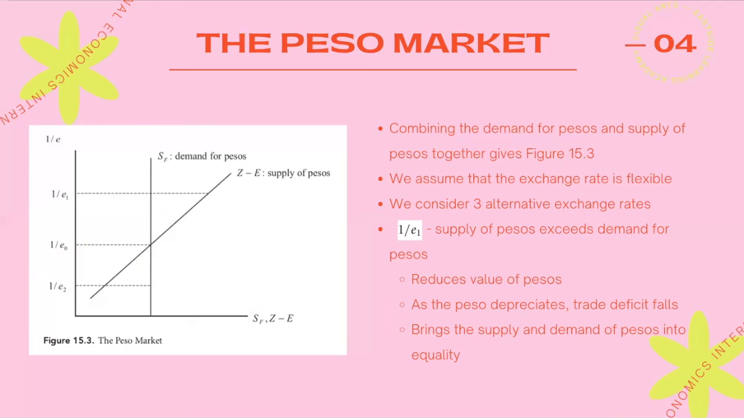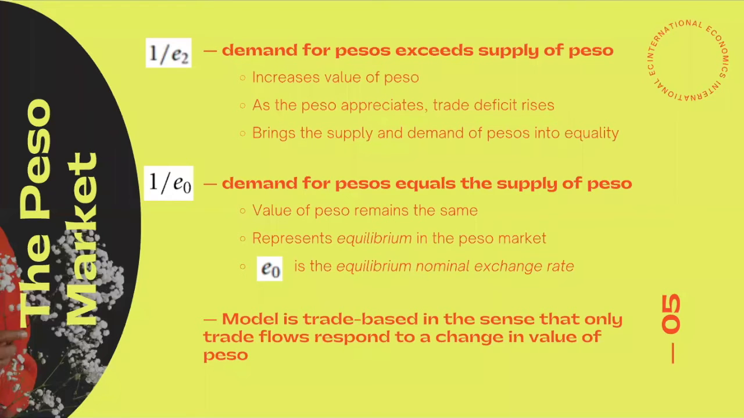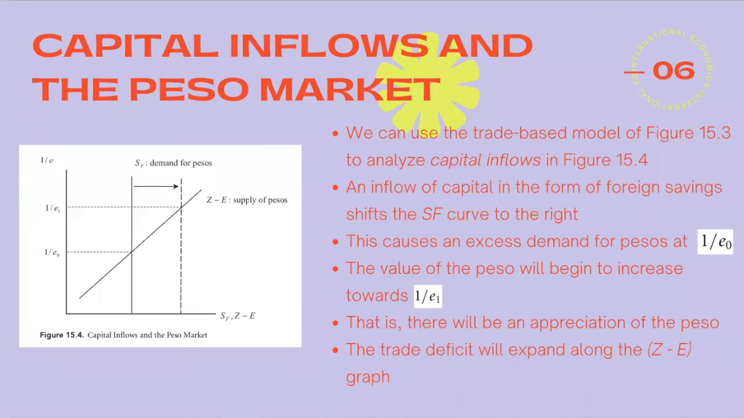So the value of pesos will remain the same, and it will represent the equilibrium in the peso market. In this trade-based model, only trade flows will respond to the change in value of the peso. So we can use the trade-based model from figure 15.3, like before, to analyze one aspect of increased global financial integration, namely the possibility of capital inflows, like in figure 15.4.